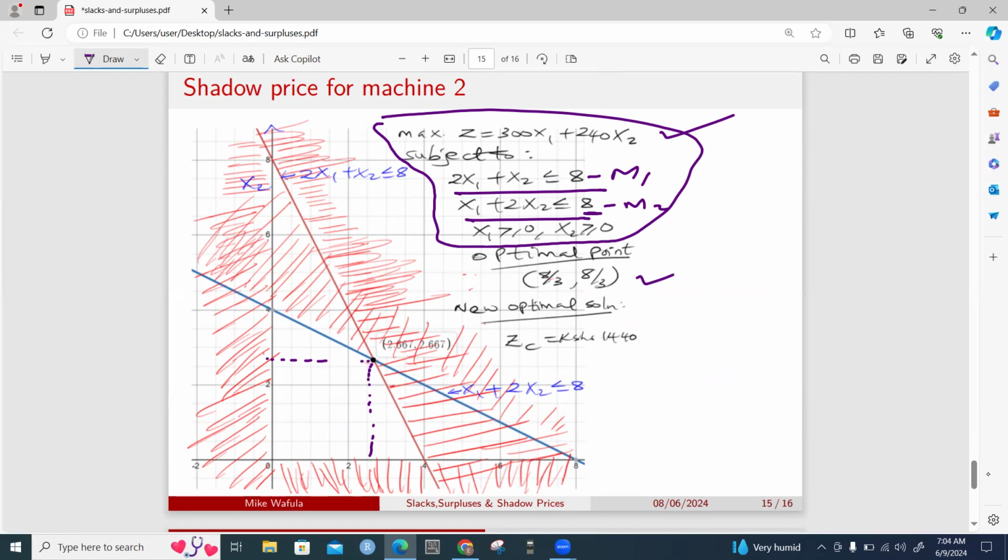And when we substitute this point in the objective function, we get an optimal solution of 1,440. This is the new profit fetched when we modify the right-hand side of that second constraint by 1 unit. This is again slightly an improvement from the original optimal solution of the linear programming problem.